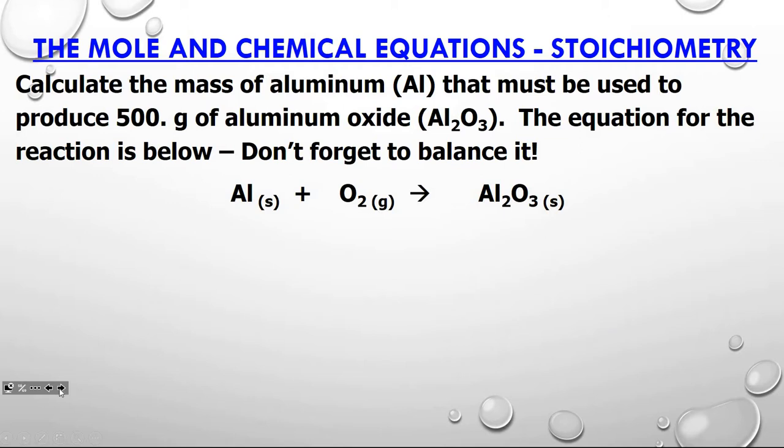So now it gets to the point where we're going to put the balancing of the equations together with what we just learned. Okay? So to calculate the mass of aluminum that must be used to produce 500 grams of aluminum oxide, use the equation below. Don't forget to balance it. So the first thing we're going to do is balance the equation. So what do we need to do on this one to balance the equation?